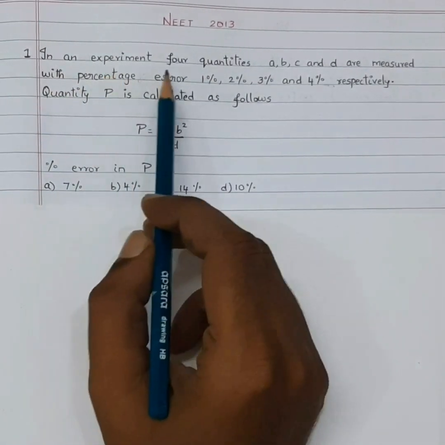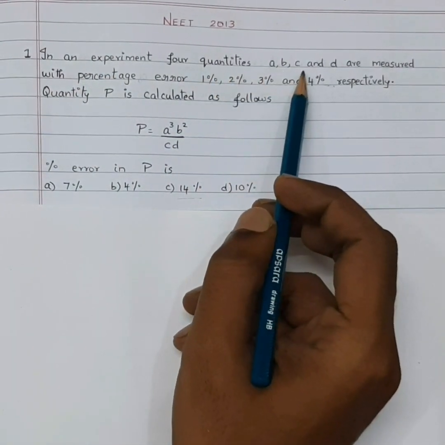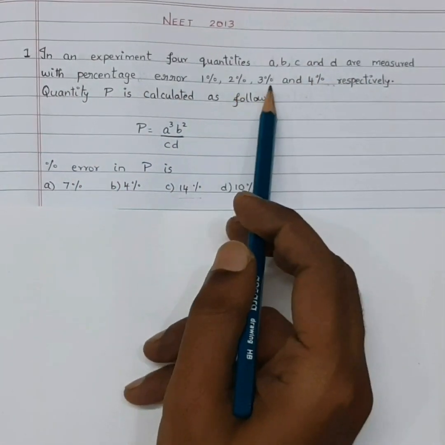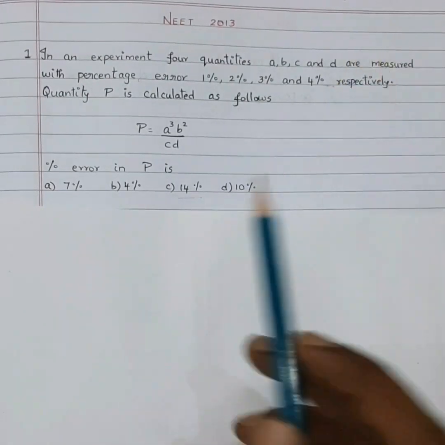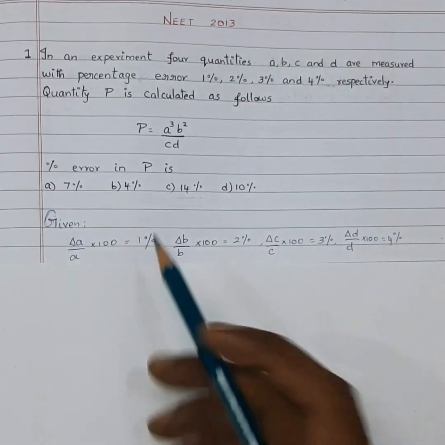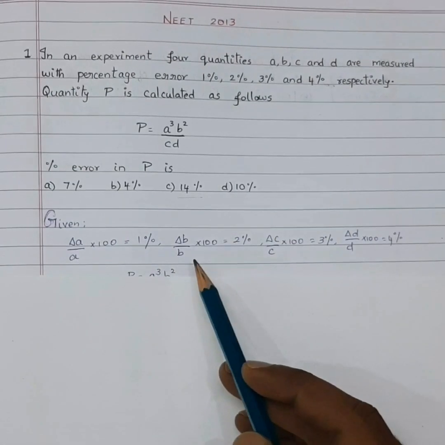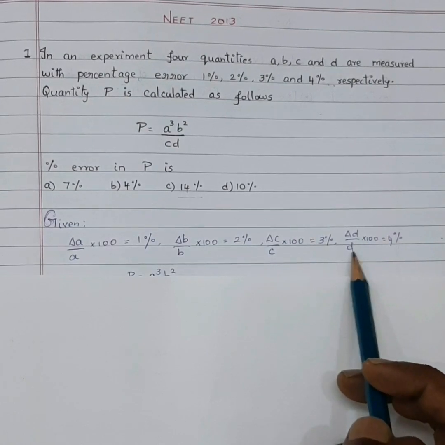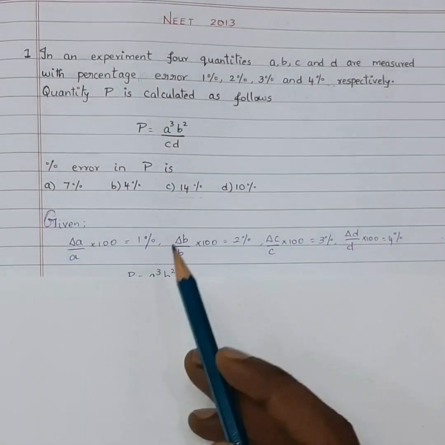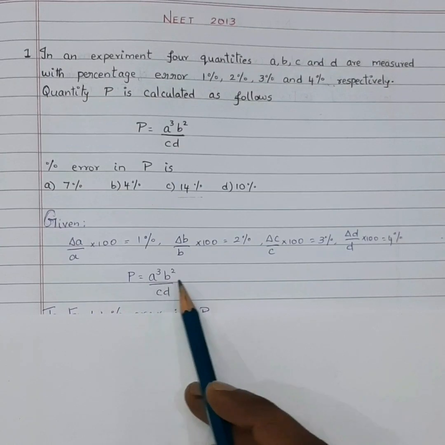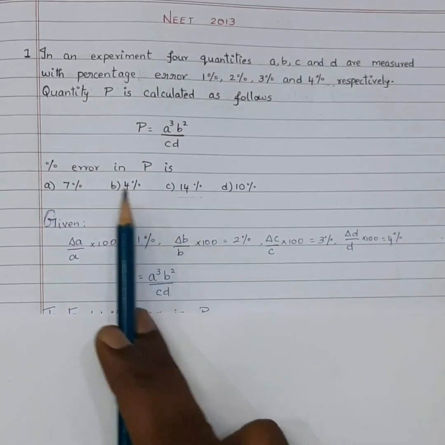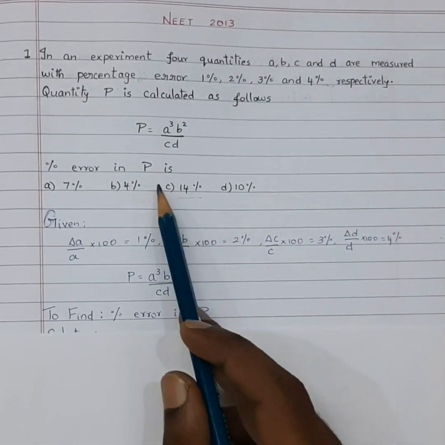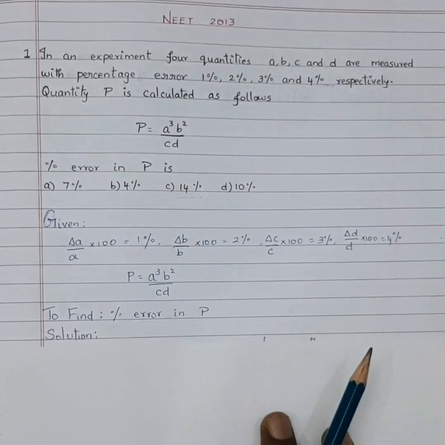In an experiment, four quantities A, B, C and D are measured with percentage error 1%, 2%, 3% and 4% respectively. So what is given is percentage error of A is 1%, percentage error of B is 2%, percentage error of C is 3% and percentage error of D is 4%. And also an expression is given, that is P is equal to A cube B square by CD. What we have to find is percentage error in P, that is del P by P into 100. Now let's try to solve this.